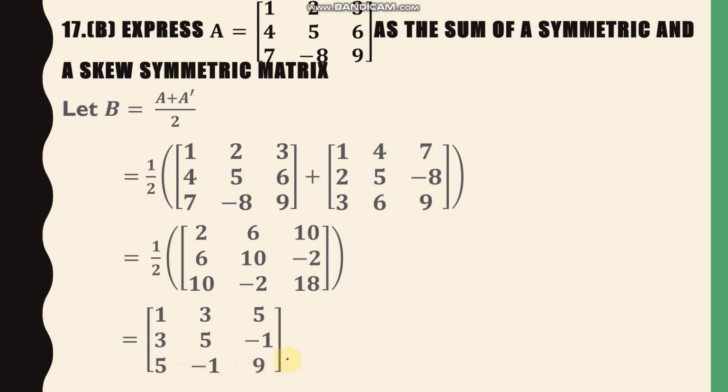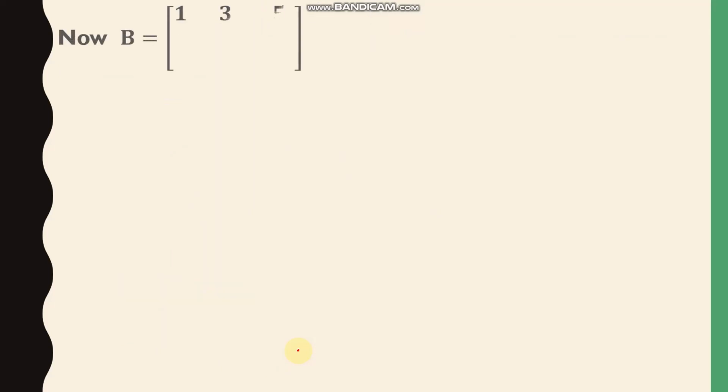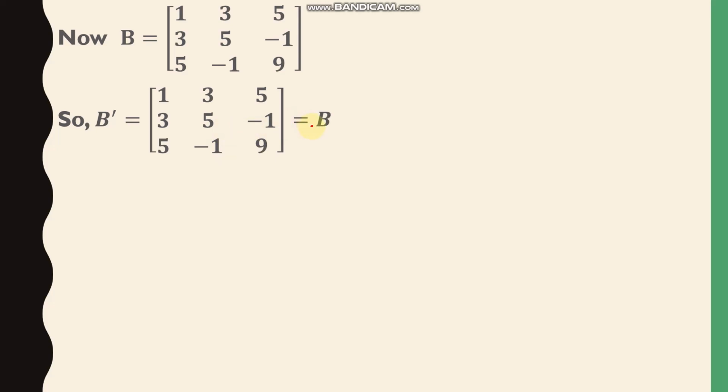Now the second step is to find out B transpose and show that this is equal to B. We have got B, so find out B transpose. You will see that it is coming out to be equal to B. This shows that B is a symmetric matrix.